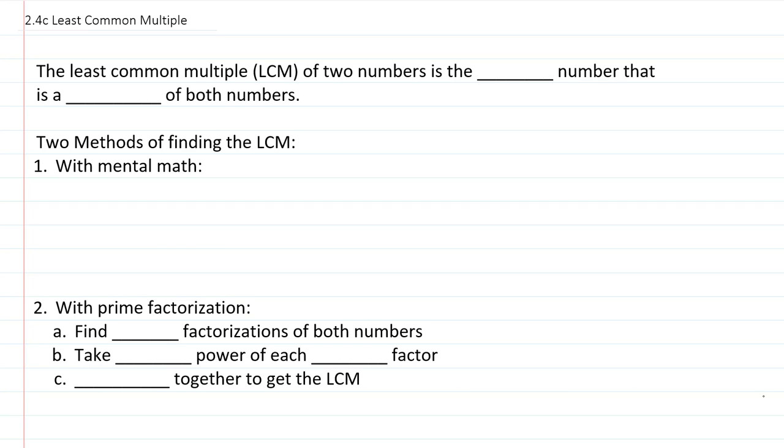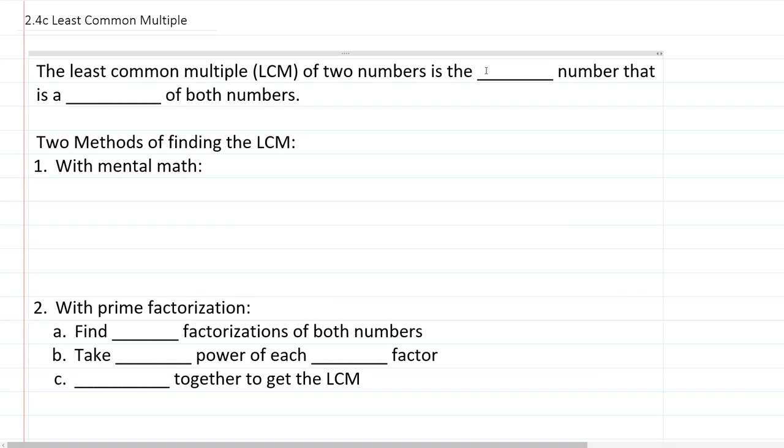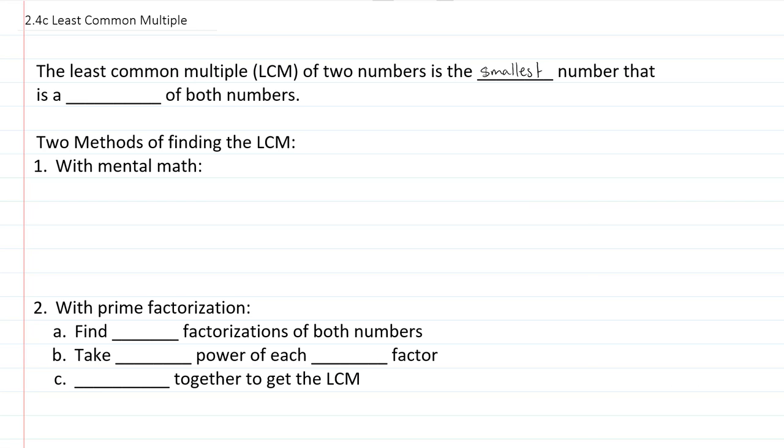2.4c, least common multiple. The least common multiple, or LCM, of two numbers is the smallest number that is a multiple of both numbers. Pretty straightforward. So it's the smallest one that's a multiple of both.